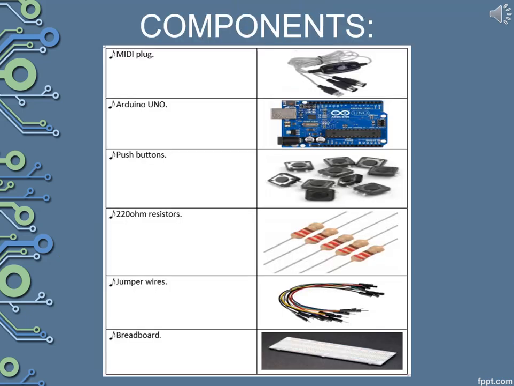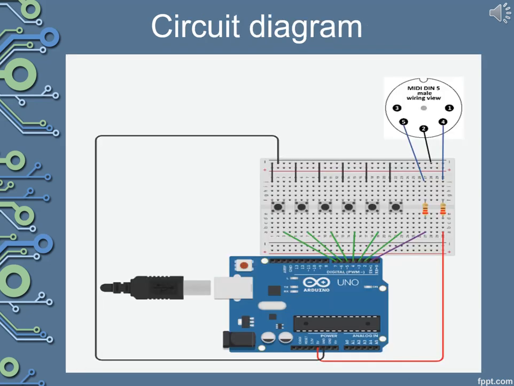At the beginning, we will build up the circuit. We will need a MIDI plug, Arduino Uno, push buttons, a 220 ohm resistor, jumper wires, and the breadboard, and connect the components as in the figure below.